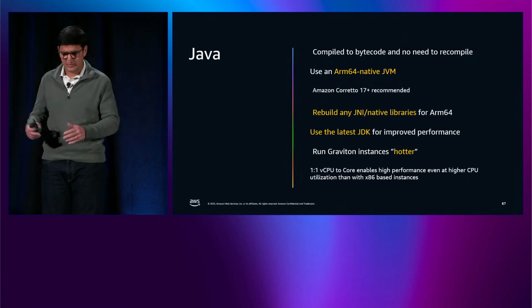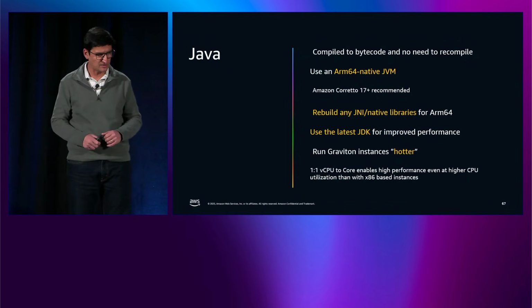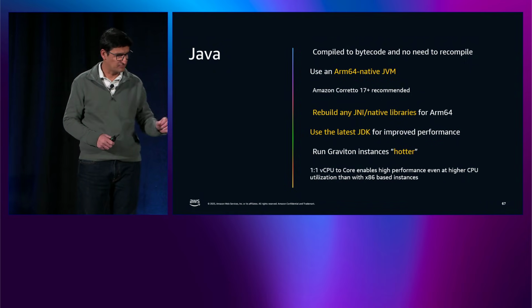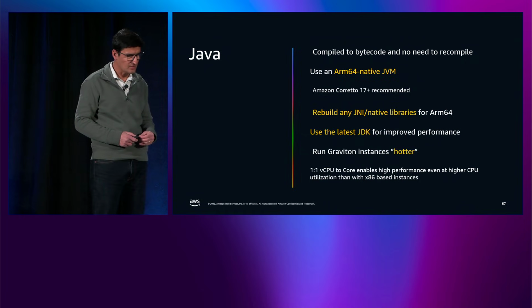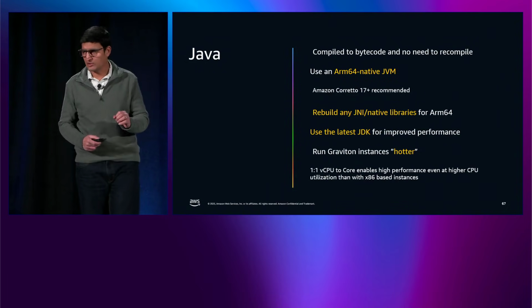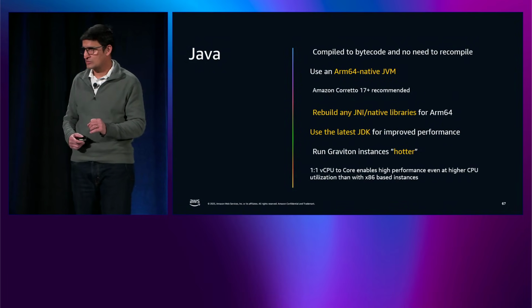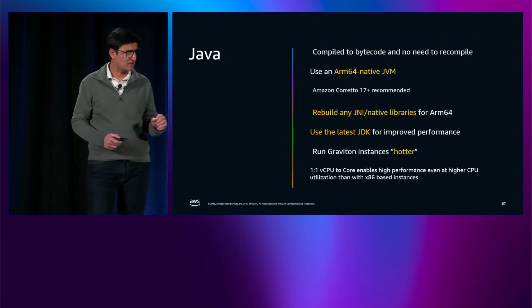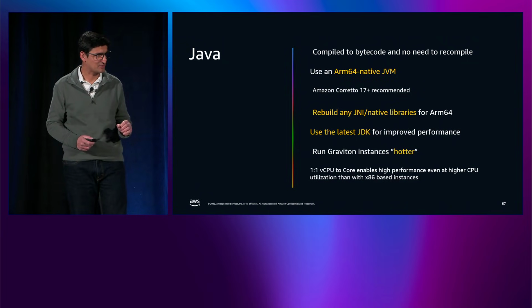Java runs very efficiently on Graviton. Just make sure to rebuild any native libraries for ARM and use the latest JDK. The one thing to keep in mind is Graviton gives you very good performance even at high CPU utilization. And so make sure to run Graviton hotter than you normally do with other architectures.